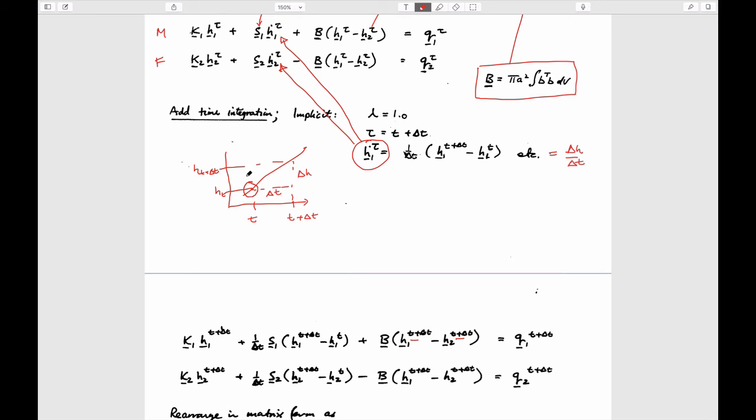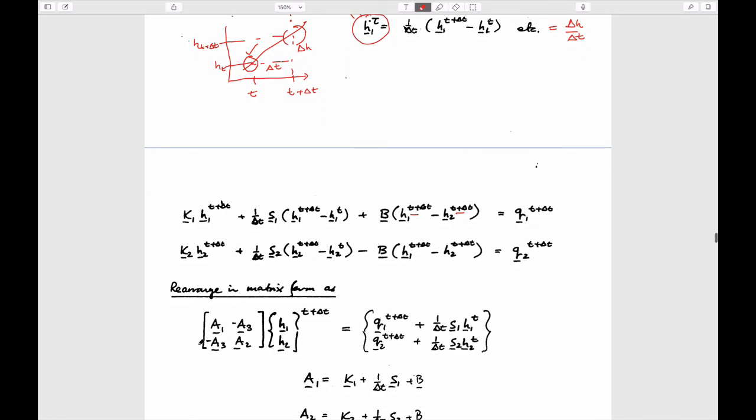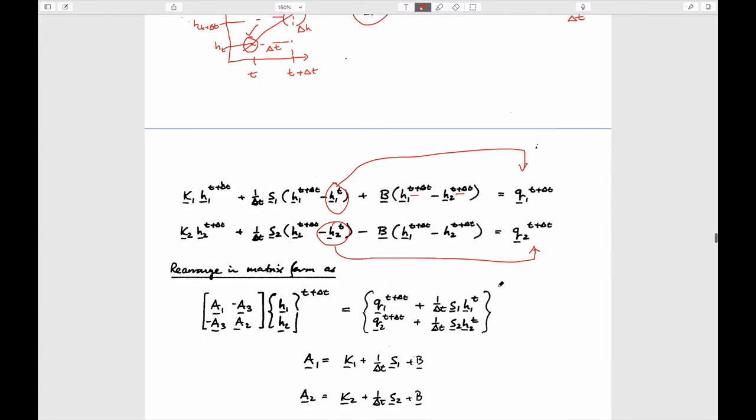So that's what we know. The things that we'd like to know would be the heads at time t plus delta t. And so if we make those changes, then we can take this over to the left-hand side. Sorry, right-hand side, which by pre-multiplying by this. And so those are those terms that we have here.